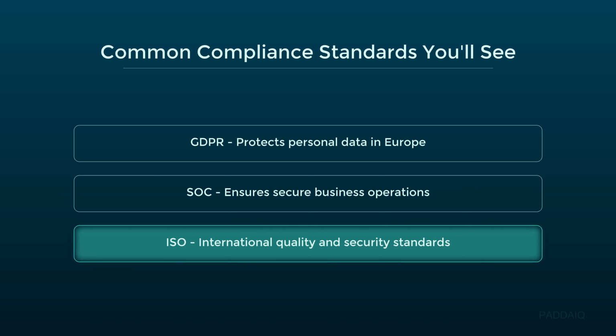ISO, International Quality and Security Standards. These are globally recognized benchmarks for consistent quality, safety, and security in processes and services. For instance, an application handling customer data would use ISO standards to ensure its security measures are robust and reliable. Adhering to these standards builds trust and demonstrates a commitment to operational excellence.